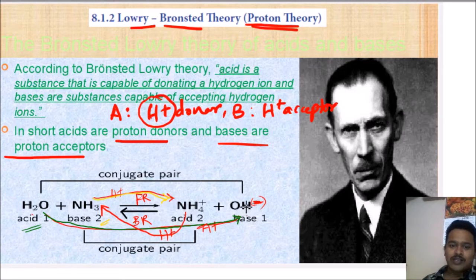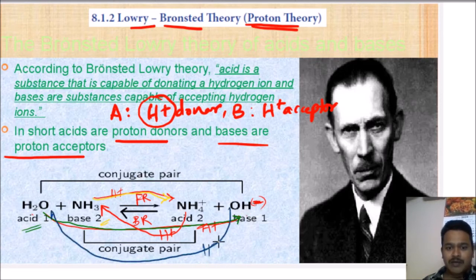And here OH minus is base 2. Observe what I am doing: OH minus to H2O. What happened? It is accepting one H plus, so this is a base. Accepting H plus means that is a base. So in the reaction, this is an acid and this is a base. Correspondingly, this is a base and this is an acid.